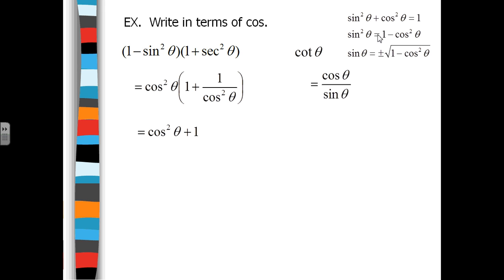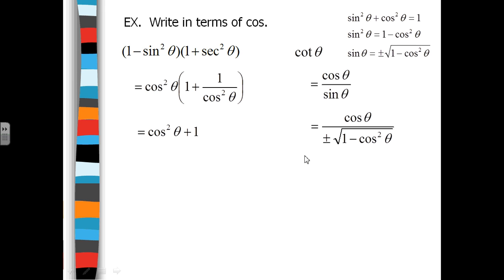But if I take the square root of both sides of this equation, I now get sine is equal to plus or minus the square root of 1 minus cosine squared. So I can now replace this with that, and then I have my answer. I'm done. And technically, if you really wanted to, you could rationalize the denominator, but we're not going to. We're just going to be done at this point.